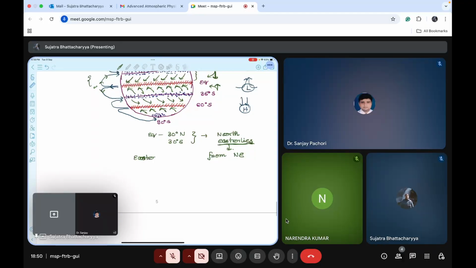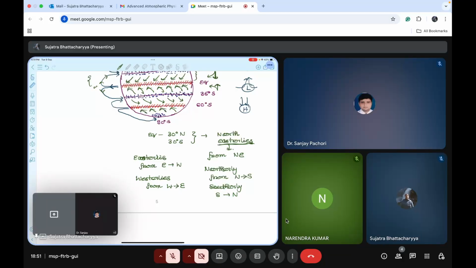Easterly means from east to west. That means the direction should be negative, U should be negative. Similarly, westerlies means from west to east. Similarly, northerly means from north to south, and southerly means from south to north. Just remember this.